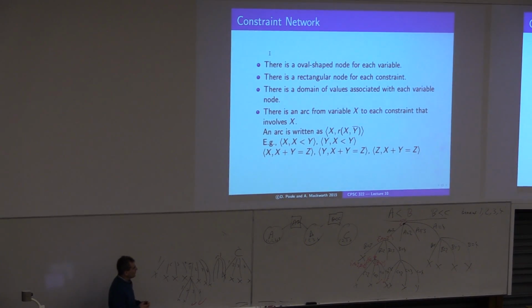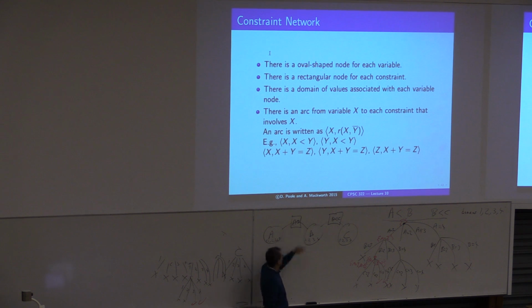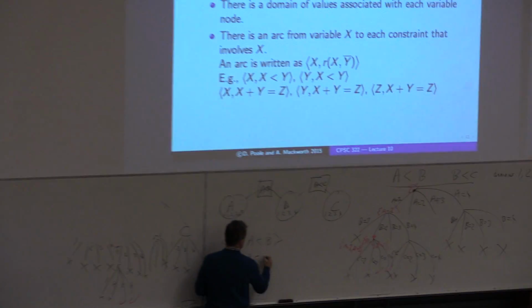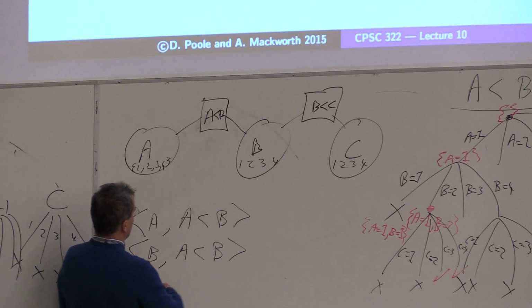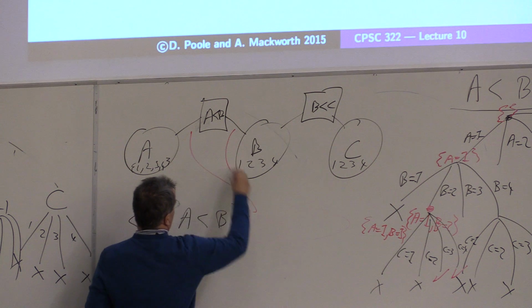And we're going to write this arc as a pair between the node and the constraint. When we write down algorithms, we're going to write this arc as a pair: A, and A is less than B. And B, and A is less than B. Right, so that's how we're going to write this arc and this arc.